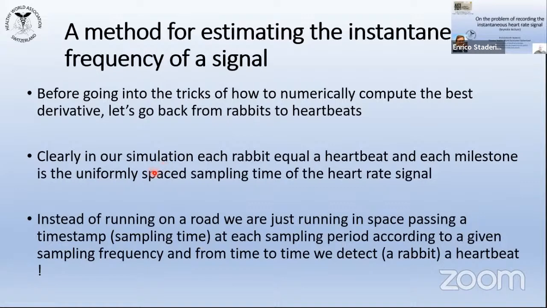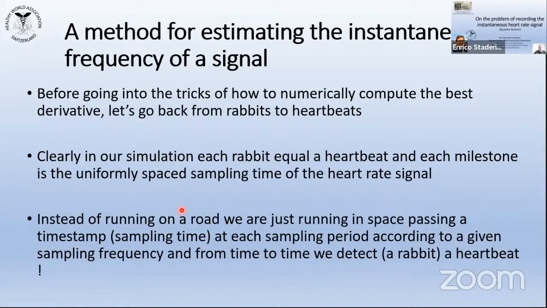Now, how can we come back to the heart rate? Of course, each rabbit equals a heartbeat. And each milestone is the uniformly spaced sampling time of the heart rate signal. So instead of running on the road, we are just living through time, and during the time, from time to time, we detect a heartbeat. At each heartbeat, we count the heartbeat, and we record the total number of heartbeats found at each milestone. Of course, this signal, the running count of heartbeats, will be a non-decreasing signal, because it will always be summing up, at least 0, but it will always be growing.